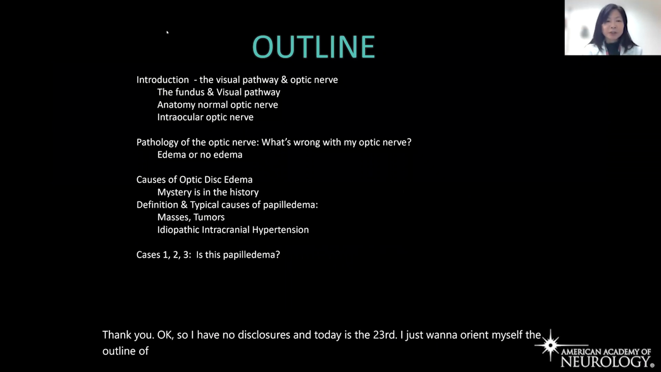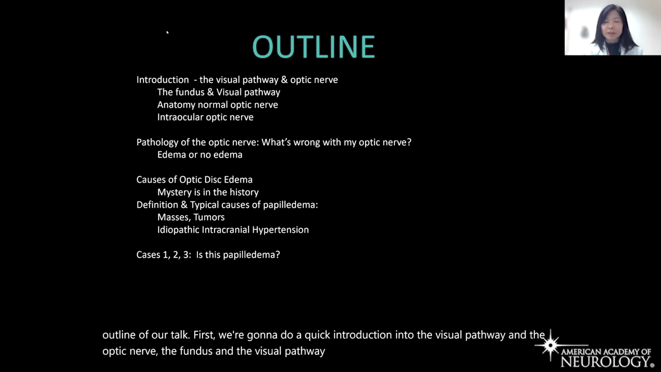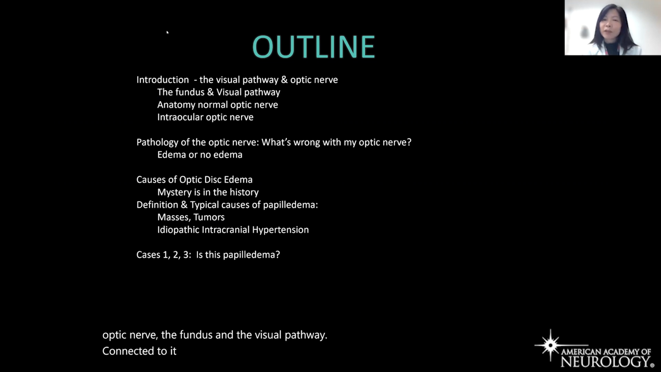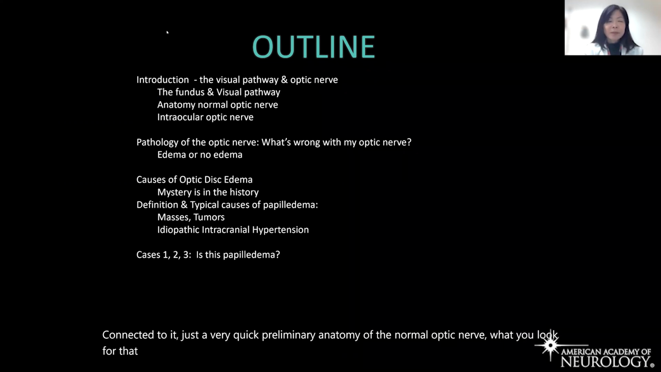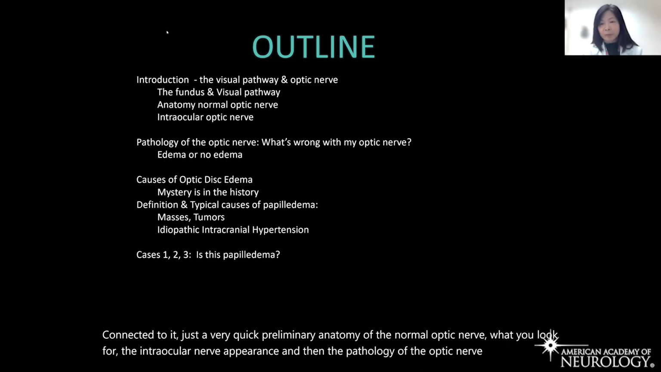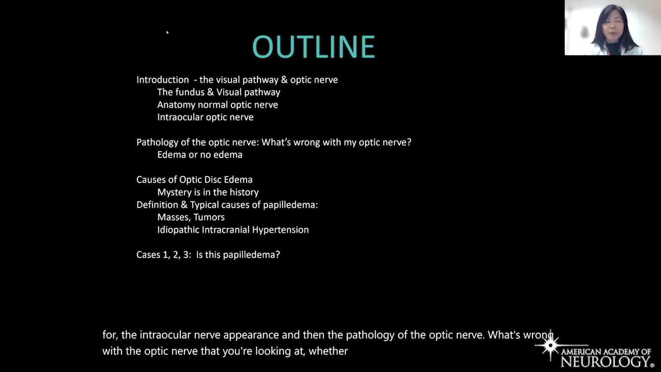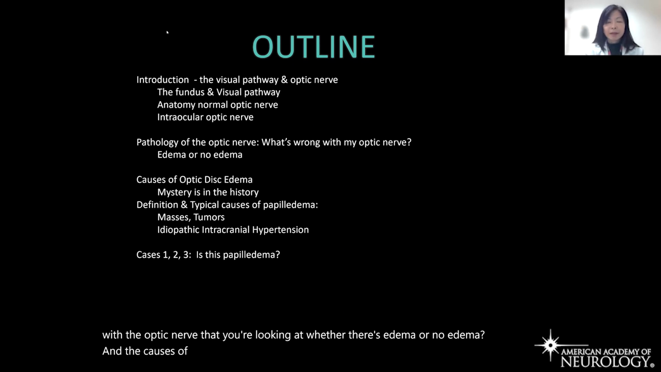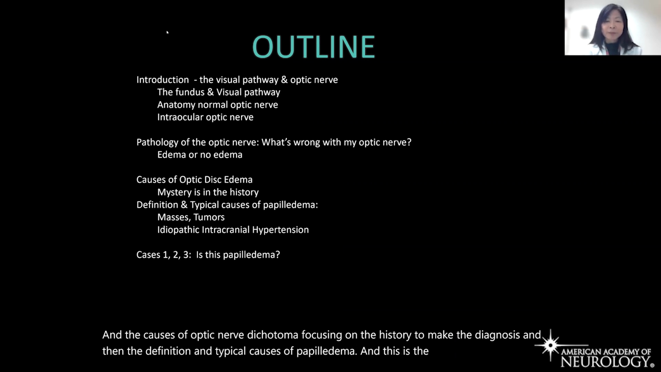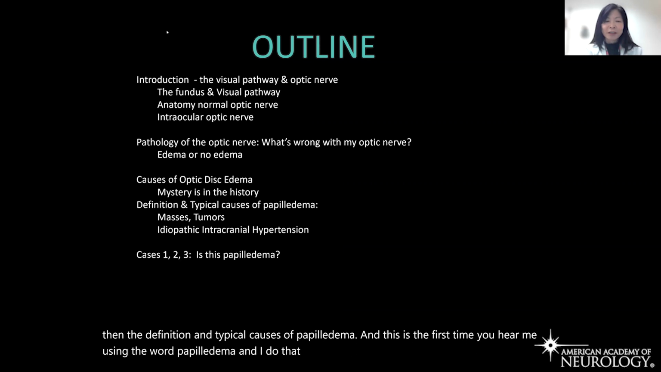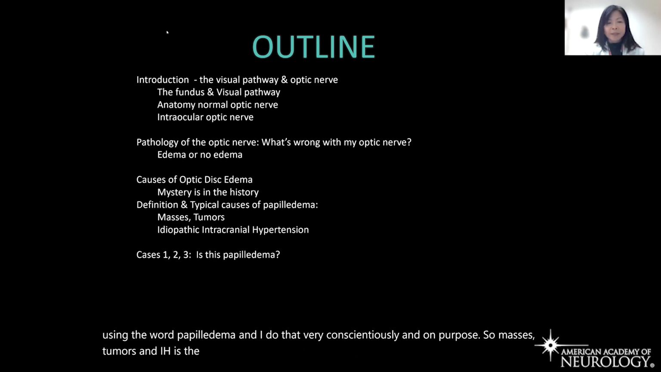The outline of our talk, first, we're going to do a quick introduction into the visual pathway and the optic nerve, the fundus and the visual pathway connected to it. Just a very quick preliminary anatomy of a normal optic nerve, what you look for, the intraocular nerve appearance, and then the pathology of the optic nerve, what's wrong with the optic nerve that you're looking at, whether there's edema or no edema, and the causes of optic nerve disc edema, focusing on the history to make the diagnosis, and then the definition and typical causes of papilledema. This is the first time you hear me using the word papilledema, and I do that very conscientiously and on purpose. So masses, tumors, and IIH are the conditions we want to pay attention to.